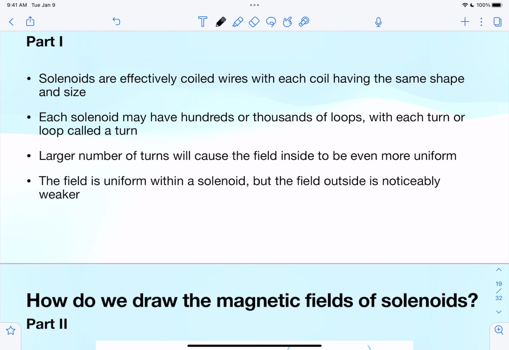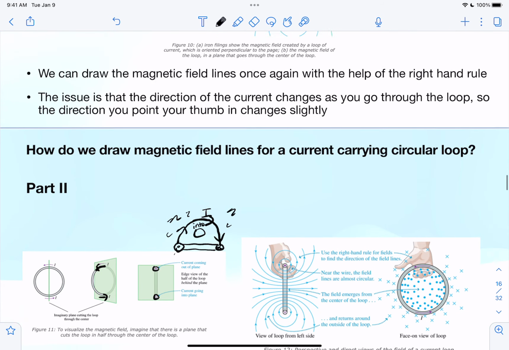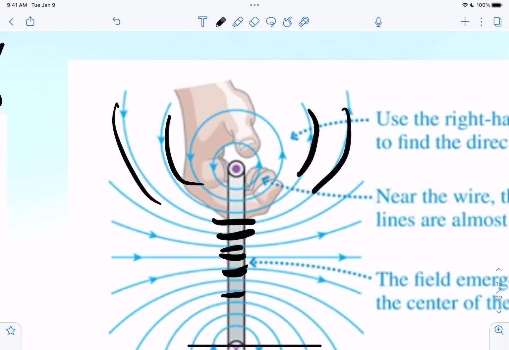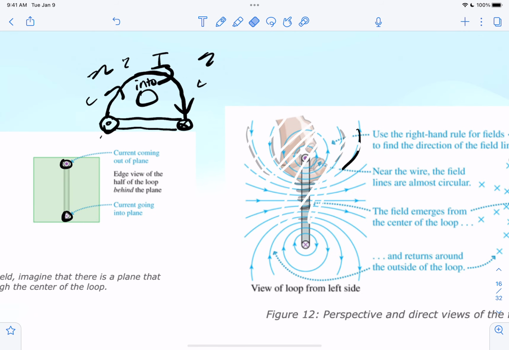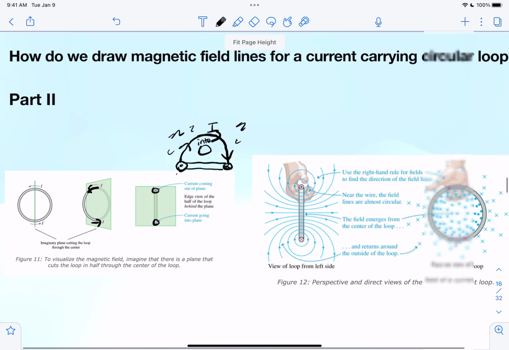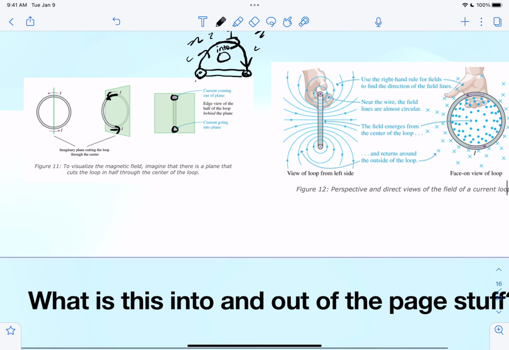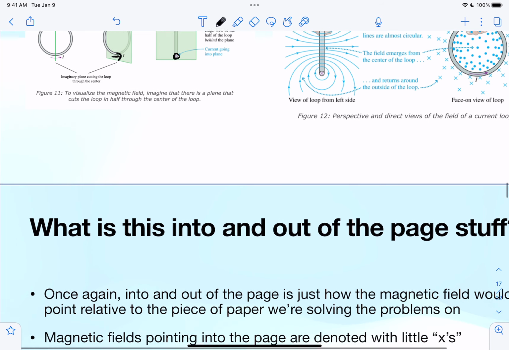Like with a circular loop, your field is uniform on the inside, but the field outside is noticeably weaker. If you remember, with a circular loop, the field lines inside were tightly packed, but on the outside they were more widely spaced, so the field was weaker on the outside, which makes sense. Like we said earlier, you should have a stronger magnetic field closer to the magnet itself, or in this case, closer to the current or the wire, and as you get farther away, it decreases in strength.